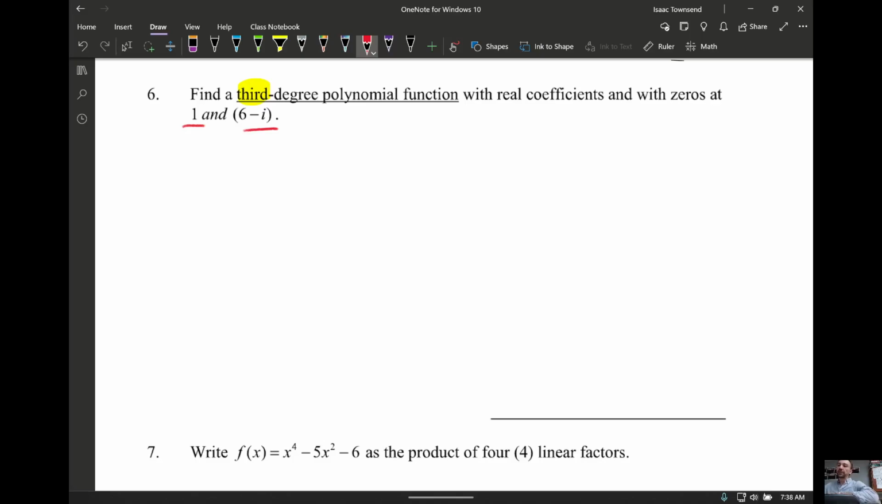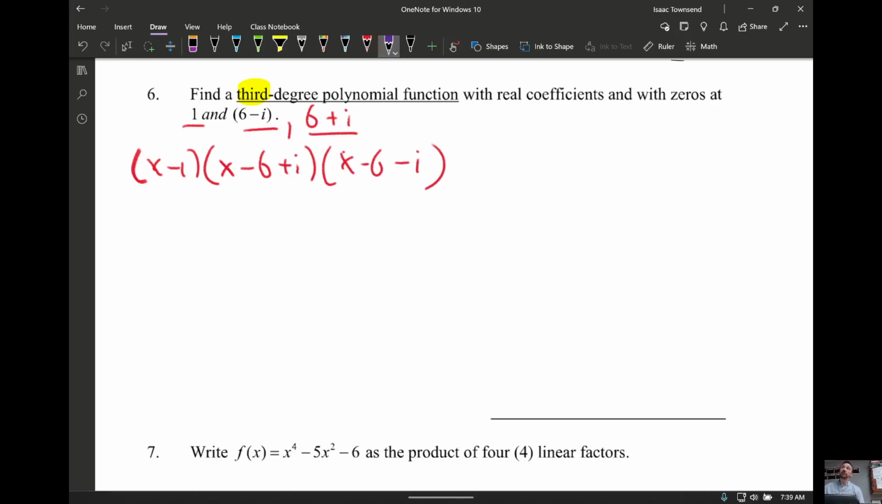But if this is a third degree, shouldn't there be 3 zeros? Why are they only giving me 2? Because they always come in conjugates. Right, imaginary zeros always come in conjugate pairs. So telling you 6 minus i is a zero is automatically telling you 6 plus i is a zero. So if we change these to factors, do x minus this, and distribute, x minus this and distribute.